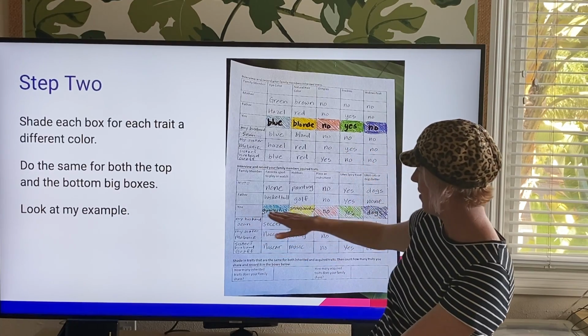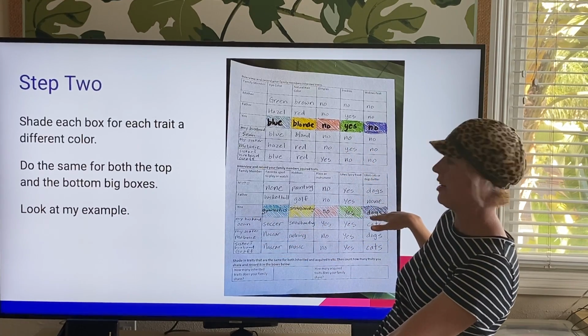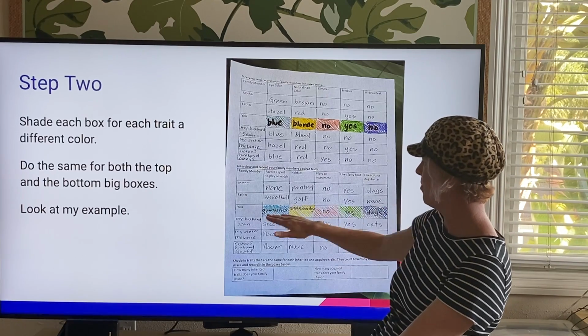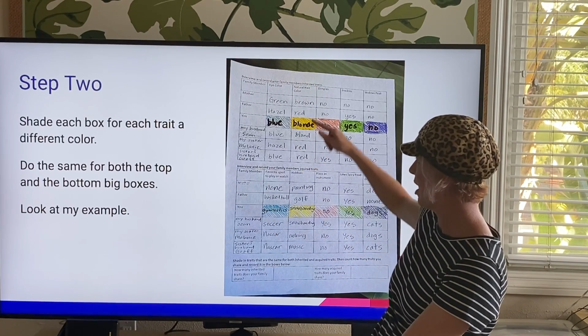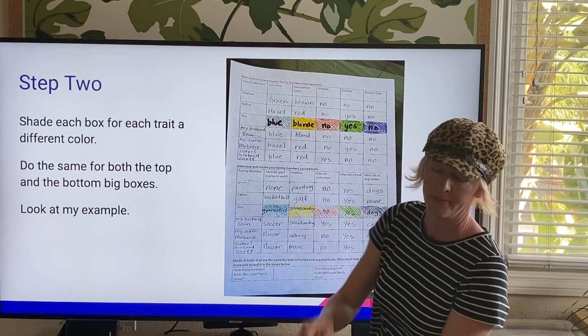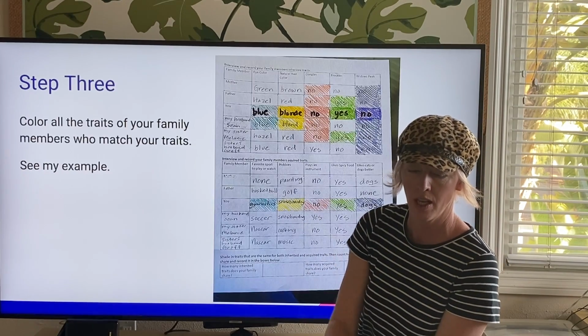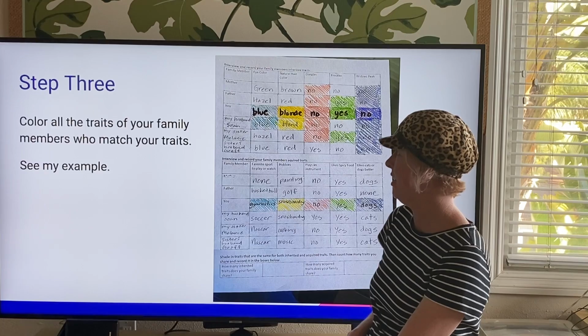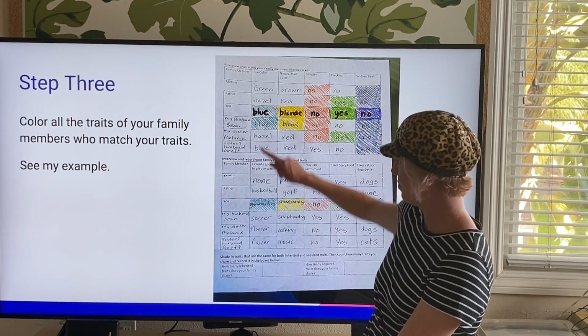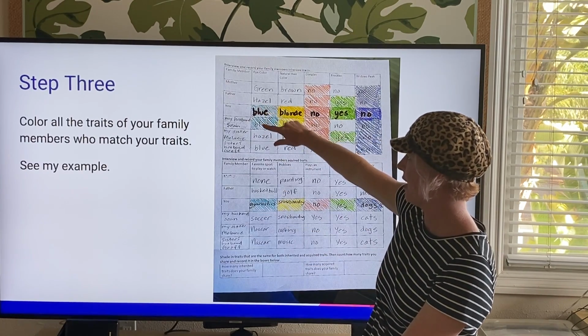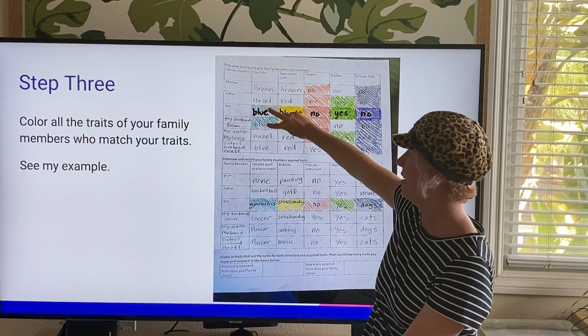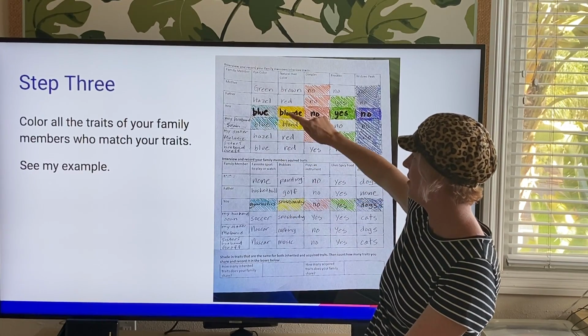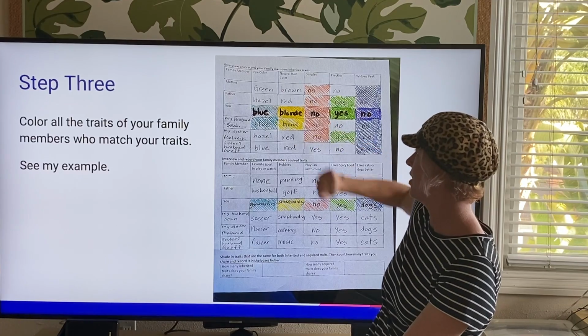And then I did the same thing for my acquired traits down here. So I gave them all a different color. These could be the same if you want, or they could be different. This is just an example. Then you're gonna color in all the ones that match you. So my blue eyes match someone else's blue eyes, so I shaded those two in for blue. My blonde hair matched someone else's blonde hair, so I shaded that one in.